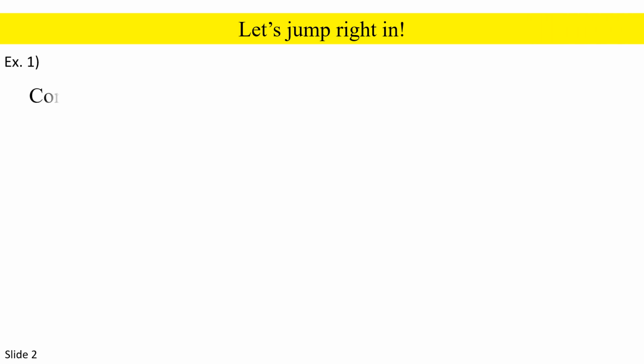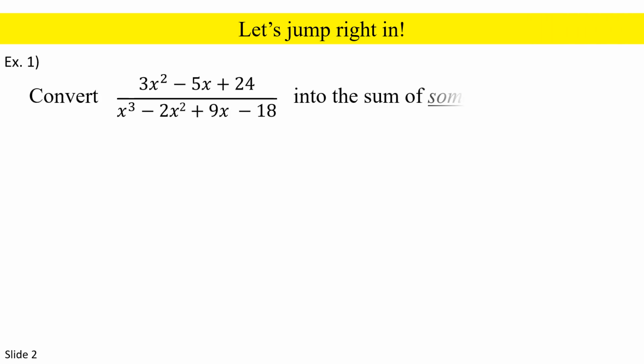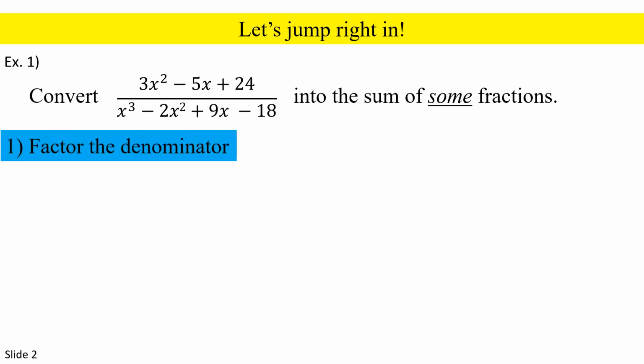Let's jump right in. Example 1, convert 3x squared minus 5x plus 24 over x cubed minus 2x squared plus 9x minus 18 into the sum of some factors. First, we need to factor the denominator. And we end up with x squared plus 9 times x minus 2 when we factor the denominator.